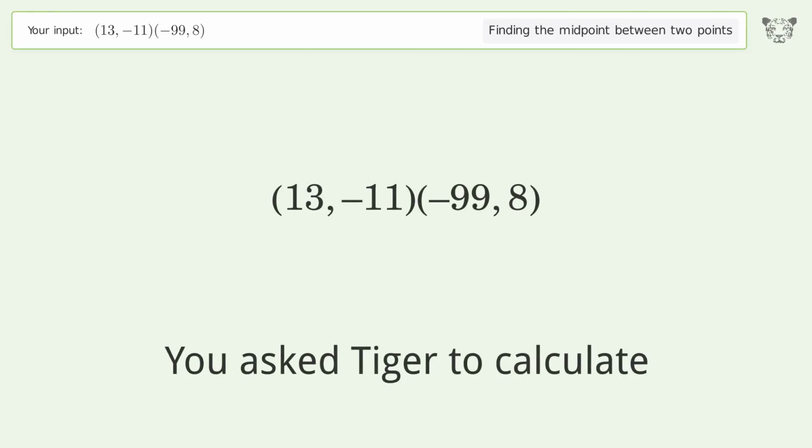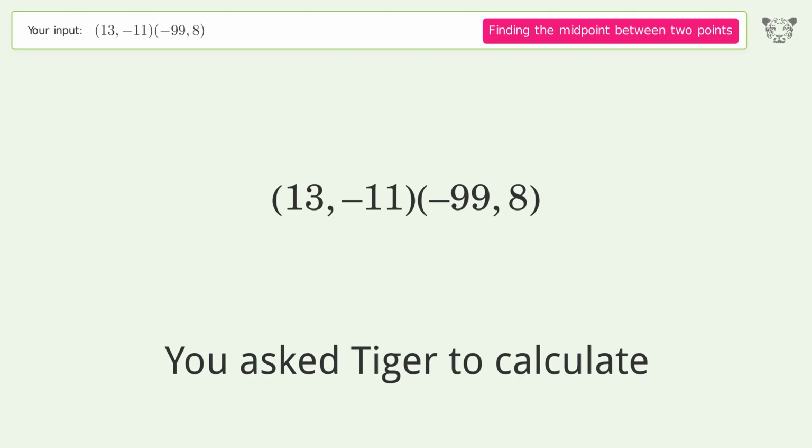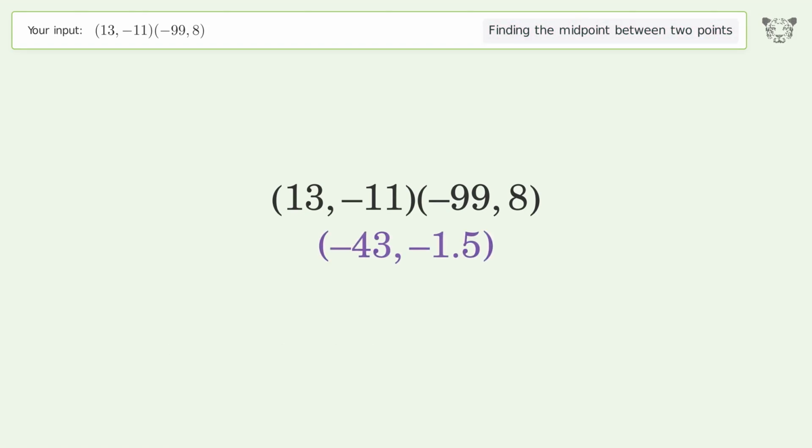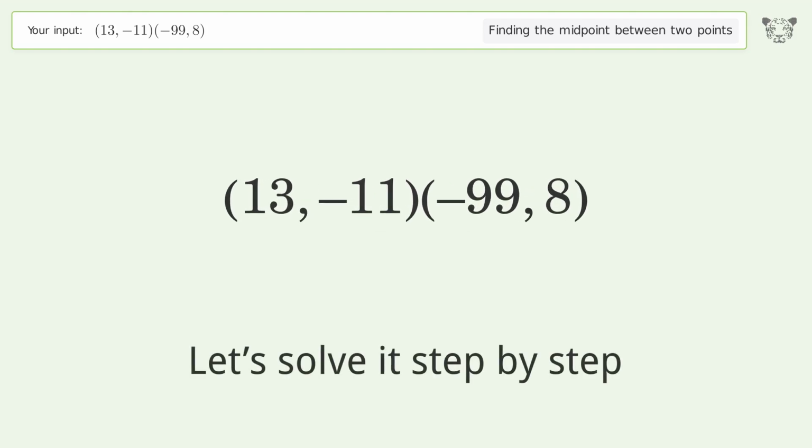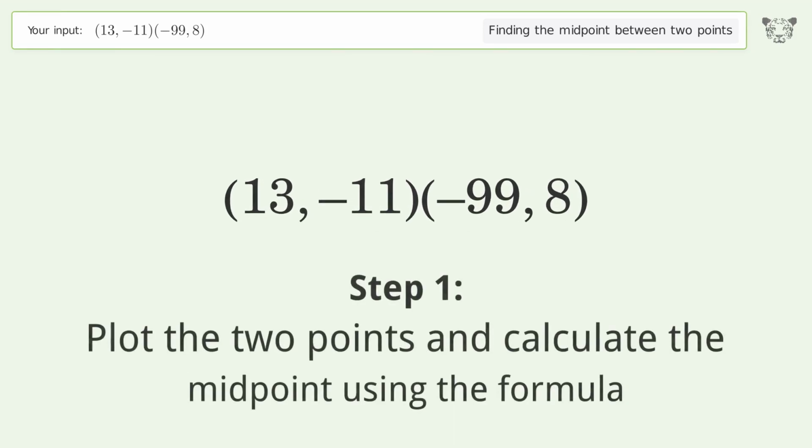You ask Tiger to calculate. This deals with finding the midpoint between 2 points. The midpoint between the 2 points is -43, -1.5. Let's solve it step by step. Plot the 2 points and calculate the midpoint using the formula.